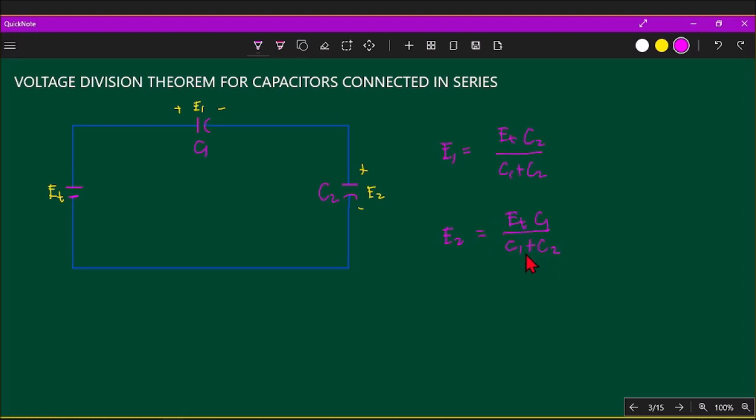So this will be the formula for getting each of the voltages on two capacitors connected in series, which you could call the voltage division theorem for capacitors connected in series. The technique is only applicable for two capacitors connected in series. If, for instance, there are three capacitors connected in series, you create an equivalent circuit in which two of the capacitors are reduced to their equivalent capacitance. Then we will have two capacitors now, and you could still apply the voltage division theorem.